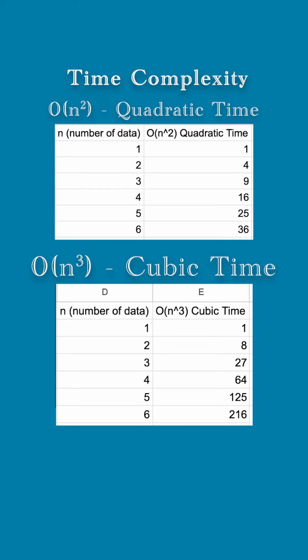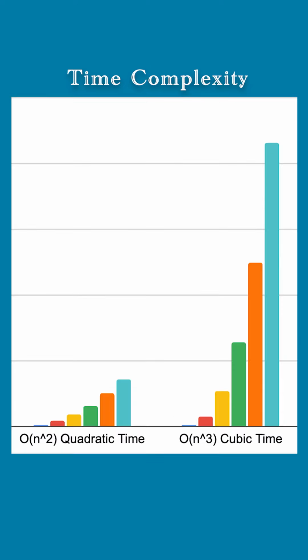So for example, if may data ka na may size of 6, squared mo lang yan, ang execution time na ngayon ng algorithm mo ay 36. Kapag cube naman, it's 216. So grabe yung jump ng execution time from 36 naging 216.